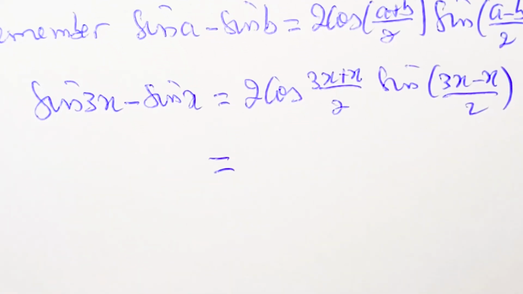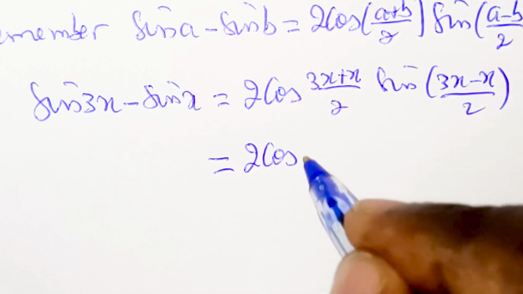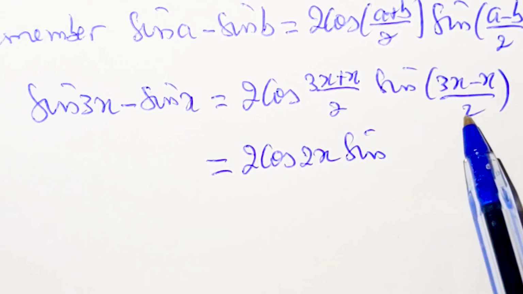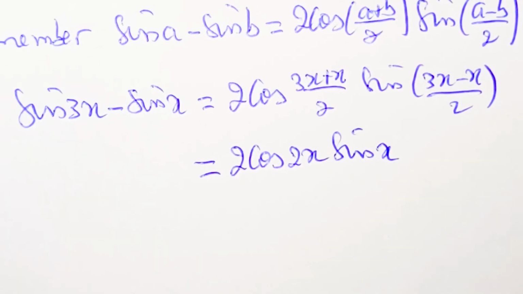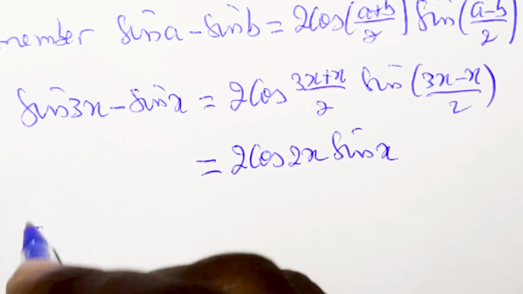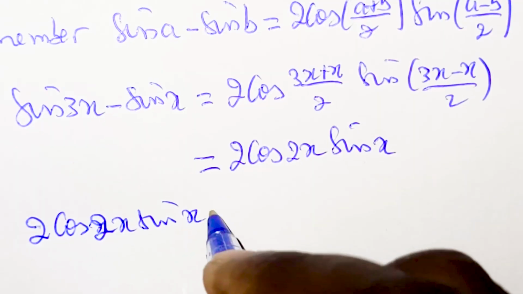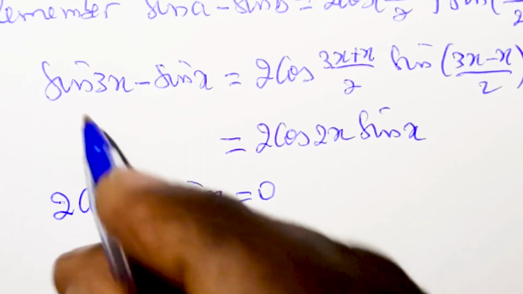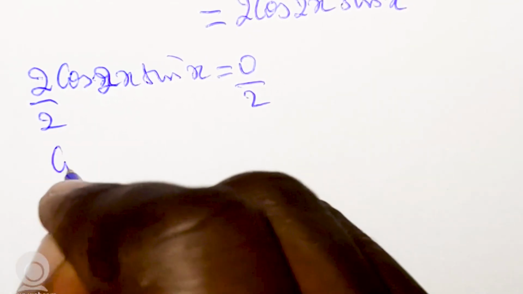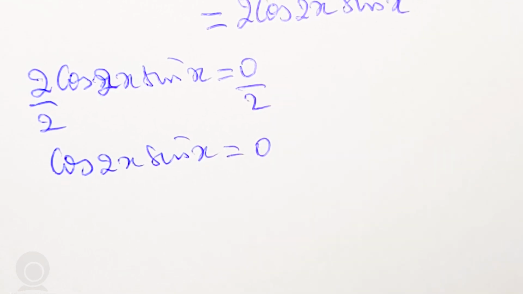This is 2 times the cosine of 4x over 2, that is 2x, times the sine of 2x divided by 2, that is x. Now, since this is equal to 0, we have 2 cosine 2x sine x equal to 0. Let's divide both sides by 2. We have cosine 2x sine x equal to 0.